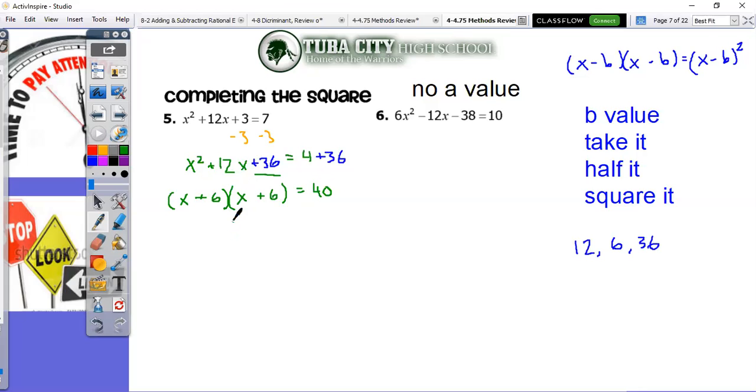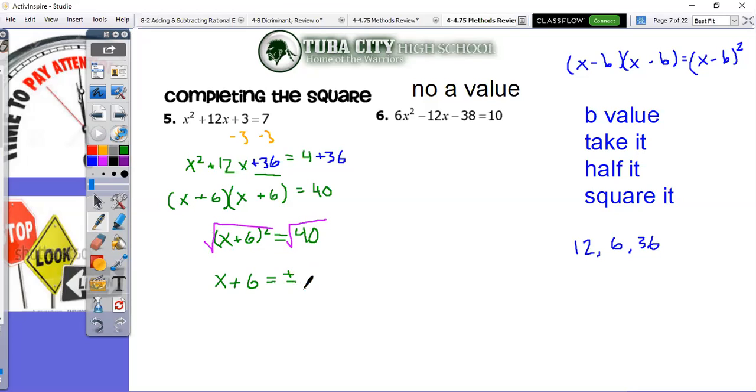Now, just to save myself a little bit of space, sometimes I might skip this step that I'm doing right now to show that it's a square, right? Because again, if you multiply this together, it's just a squared group, I should say. And take the root of both sides. So take the root here, take the root there, and I have x plus 6 equals plus and minus root 40.